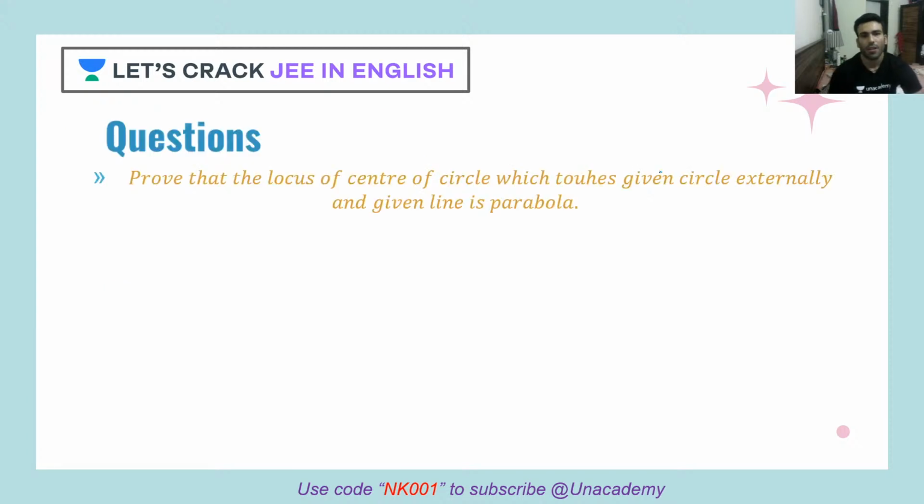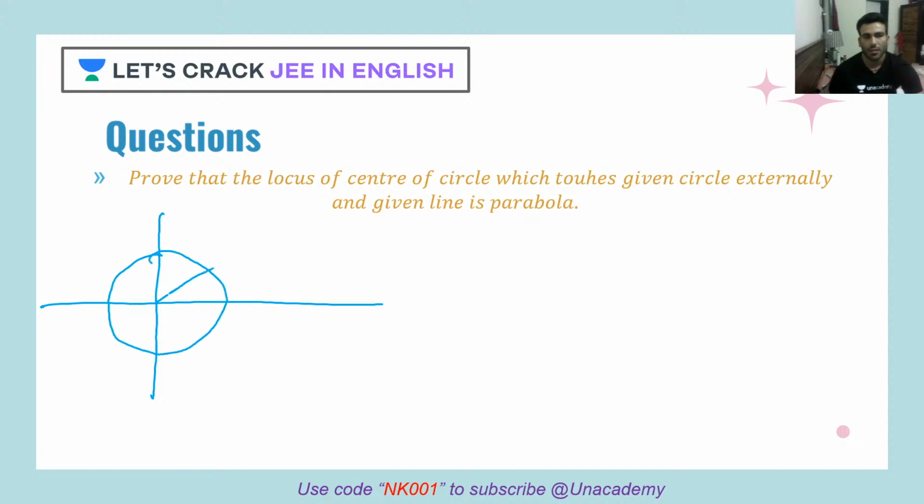Oh, we have got a question. Prove that the locus of center of circle which touches a given circle externally and a given line is a parabola. What you need to prove is the locus of center of circle which touches the given circle. Whenever someone says given circle, we always try to take the simplest form, I mean a circle with center at origin and any radius. Let's say c is the radius, and this is the equation of your circle.